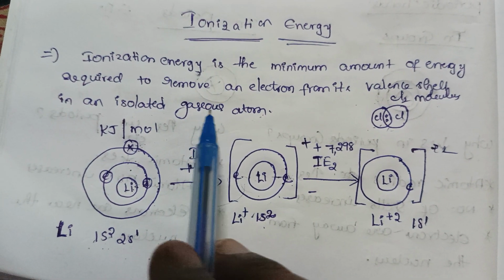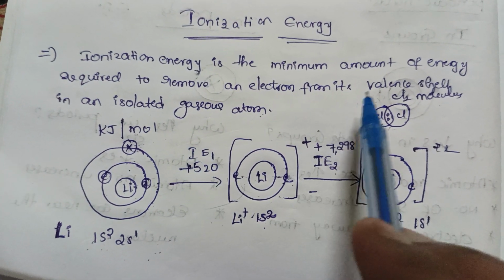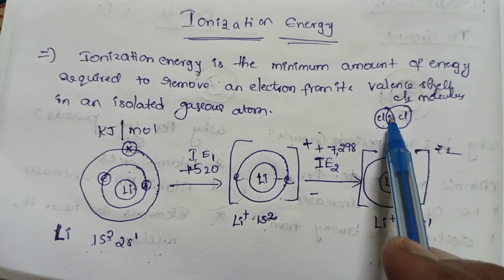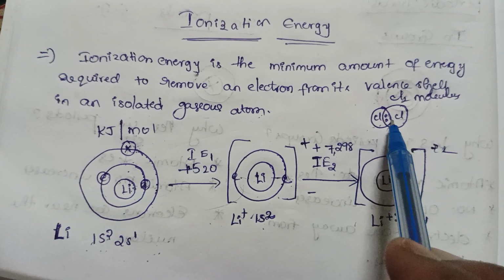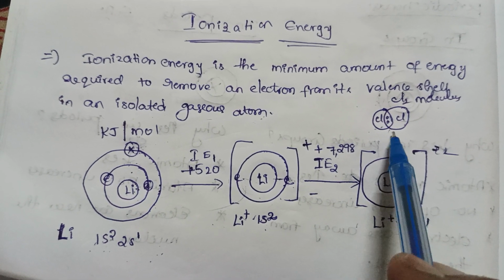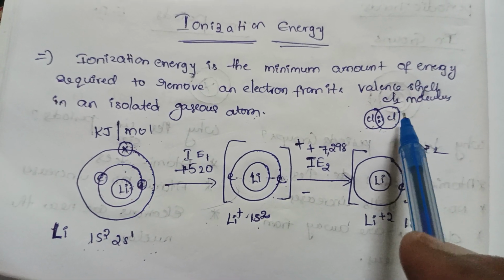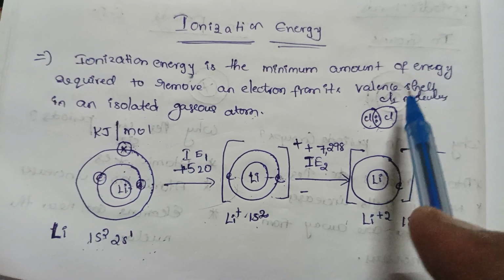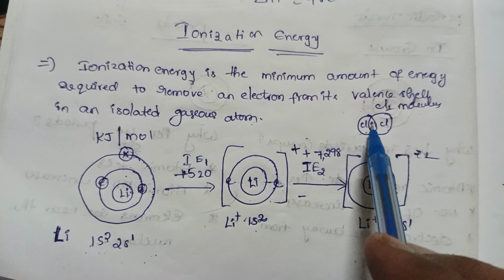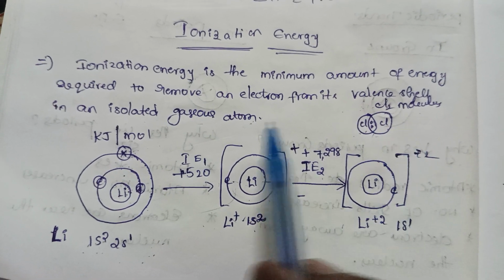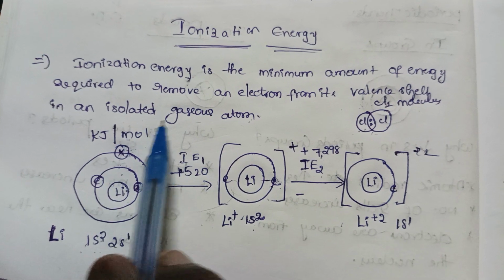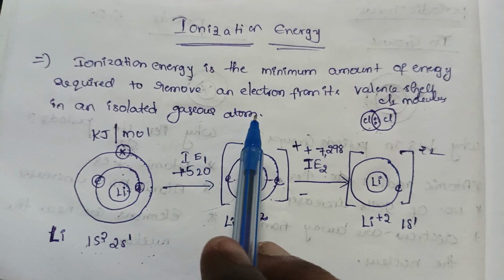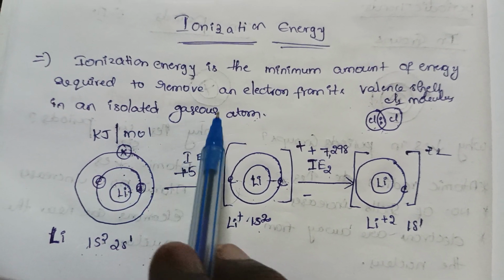Ionization energy is always measured in the gaseous state, because in solid and liquid states the electrons are in a bonded state. If we take Cl2, these two chlorines are sharing a pair of electrons by a covalent bond. Higher energy is required to remove these bonded electrons. So ionization energy is always measured in an isolated gaseous atom, because isolated means single.